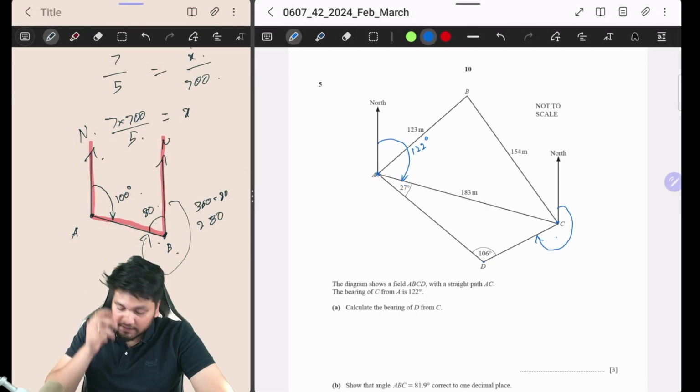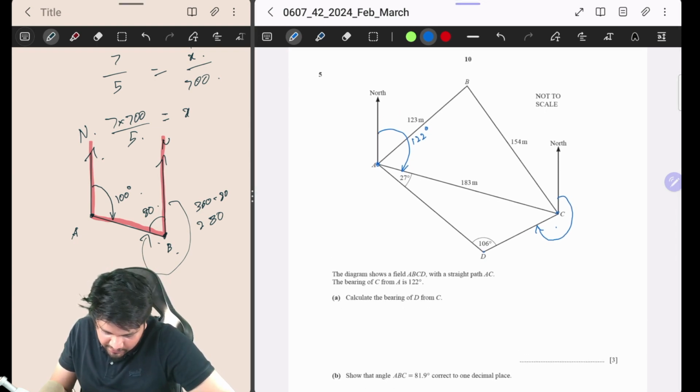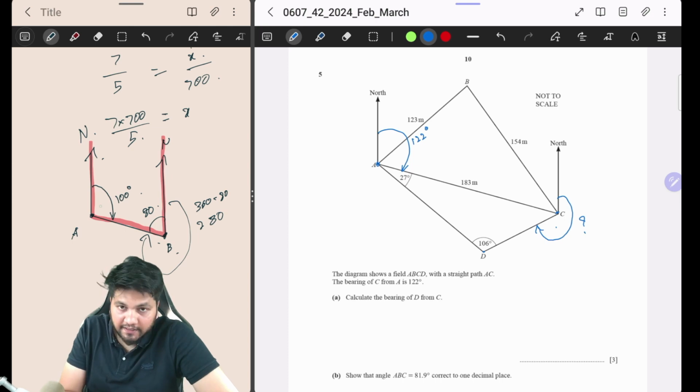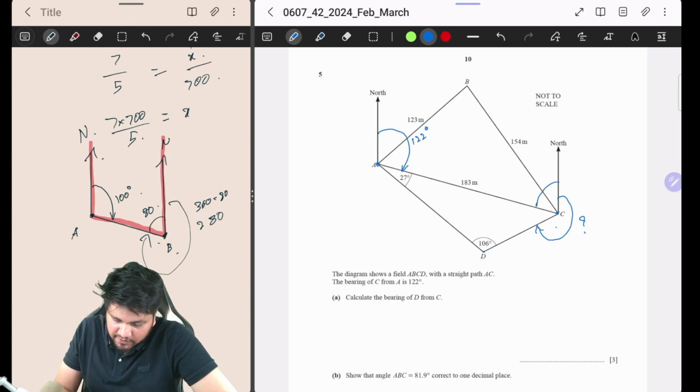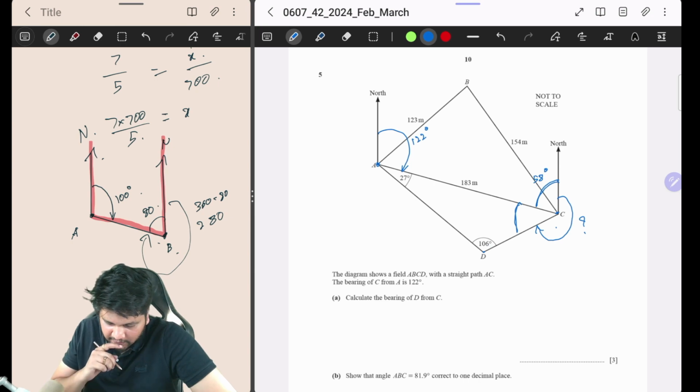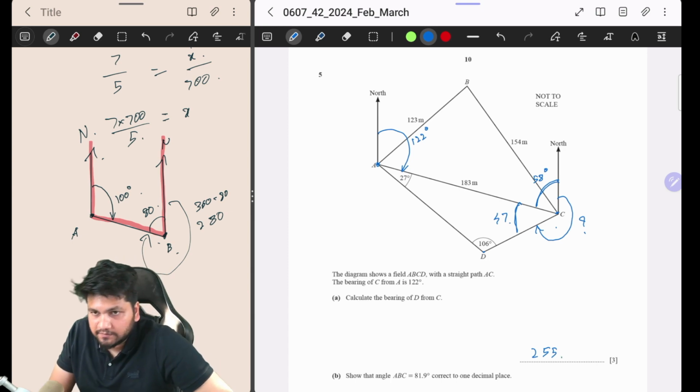So here also we are going to use the same concept. The diagram shows, okay, so calculate the bearing of D from C. So this is what we need to figure out. Now, of course, we know that this angle is 122 degrees. Again, I told you, co-interior angle. So this angle would be how much? It's going to be 58 degrees, 180 minus 122, correct? And now this angle also we know, because of this 106, this is 133. So this is going to be 47 degrees. So it's going to be 360 minus, how much is it? 58 plus 47 is 105. So it's going to be 255 degrees. That's your bearing.